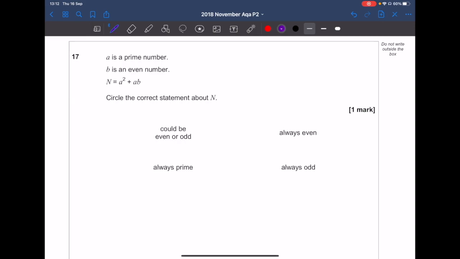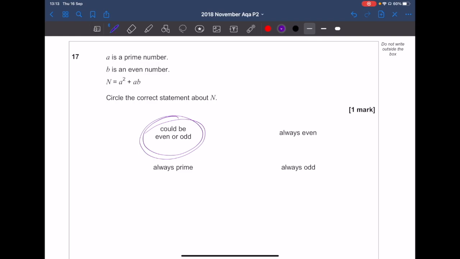Question 17. A is a prime number, B is an even number. Circle the correct statement about n. And the correct answer is it could be even or it could be odd. And if you wanted, you could have tried it for yourselves and seen different numbers.